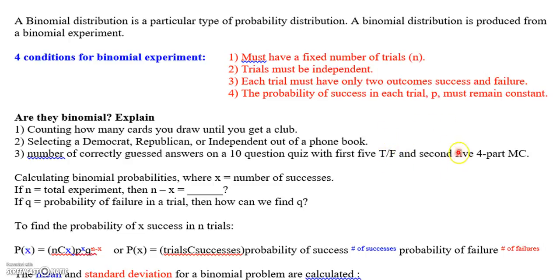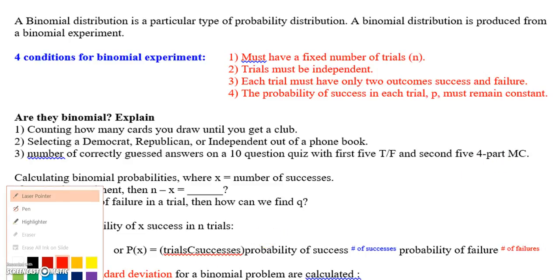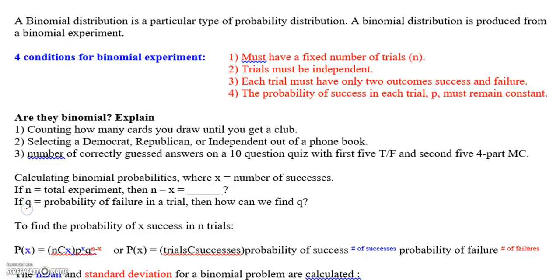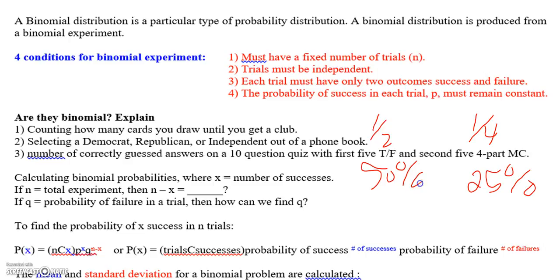But when we look to the second 5, we see that this is a 4-part multiple choice. So in this case, you have a 25% chance. You have 1 out of 4 chances, which is a 25% chance of getting it right. Here you have half or 50% chance. Since our probabilities are not constant, it's not a binomial experiment.